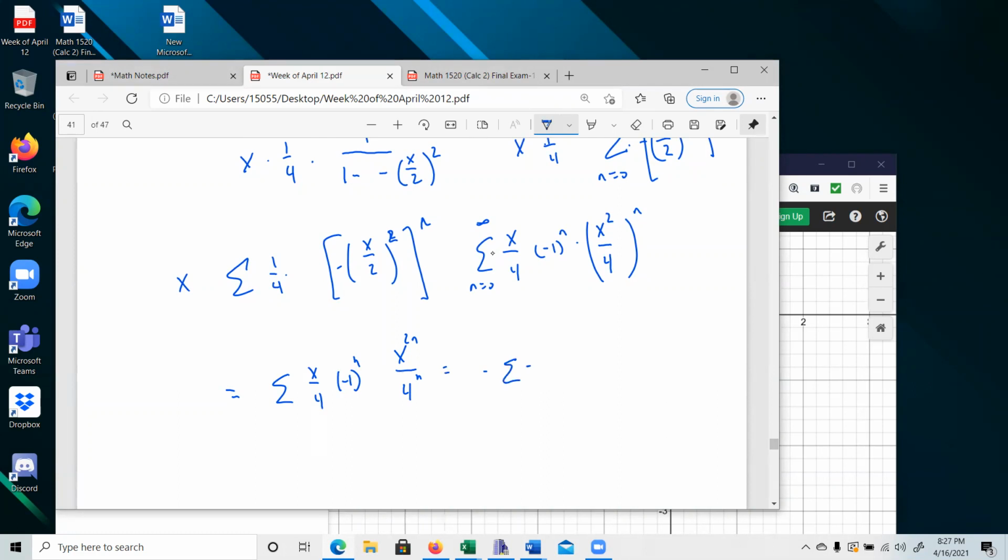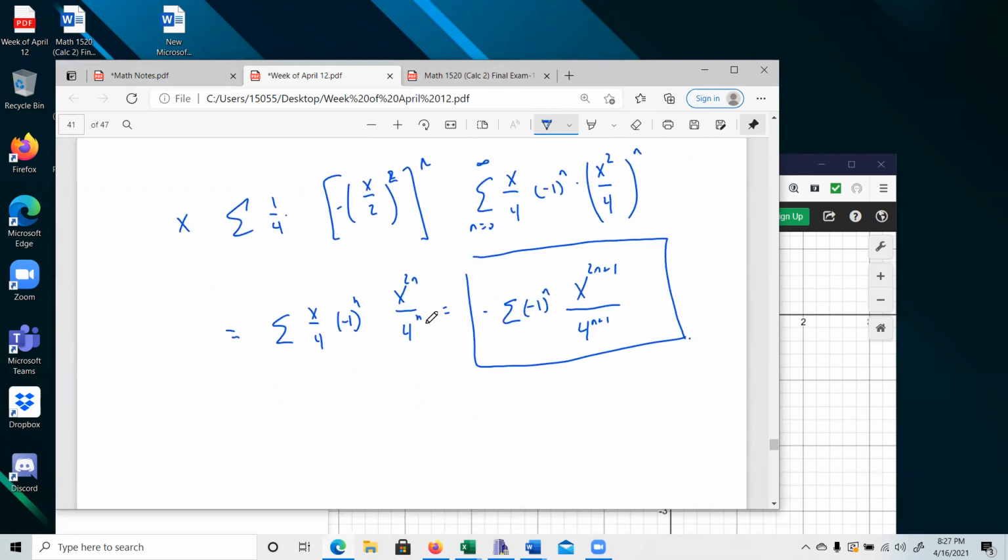So we have the sum of negative 1 to the n, and then we have x to the 2n plus 1 over 4 to the n plus 1, right? And that is our series solution. That is our power series for that function.